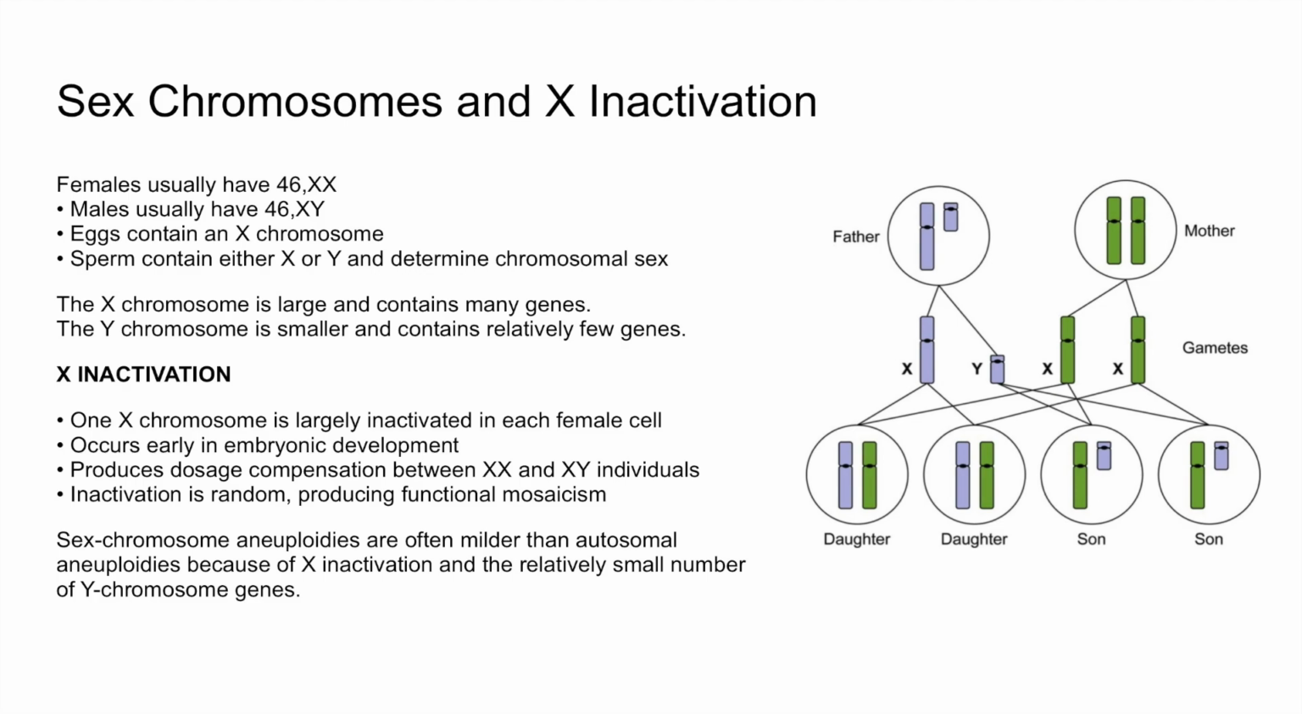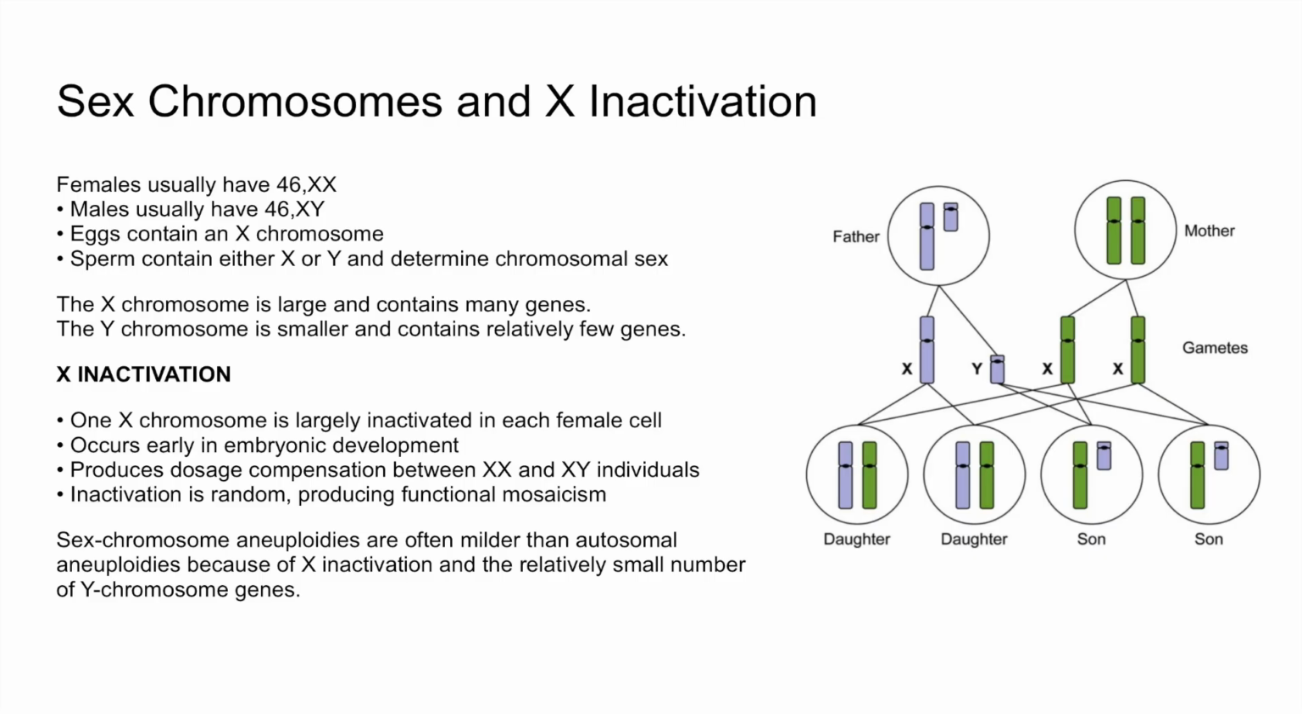So the X chromosome is large and contains many genes, whereas the Y chromosome is smaller and contains relatively few. To prevent XX cells from expressing approximately twice as many X-linked gene products as XY cells, one X chromosome is largely inactivated early in embryonic development. This process is generally random, so some cells retain the maternal X, while others retain the paternal X. As a result, females are functionally mosaic for X-linked gene expression.